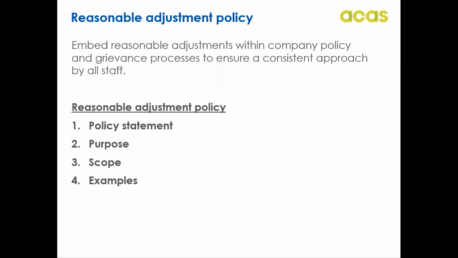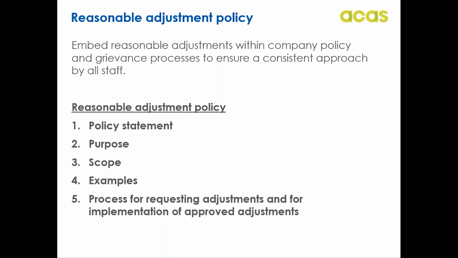Provide a non-exhaustive list of potential adjustments, and outline the steps employees should take to request adjustments. For example, who to contact and information required, such as the nature of the disability and type of adjustment needed. Describe how a request will be assessed and if there will be involvement from occupational health professionals. Outline what the considerations are when agreeing to the reasonable adjustment, for example, cost and practicality. Also, outline the process of implementing approved adjustments.